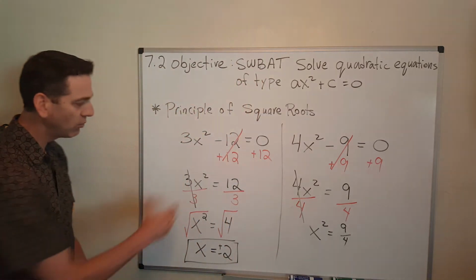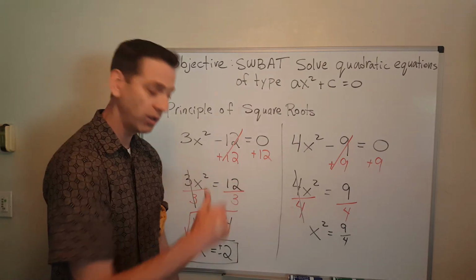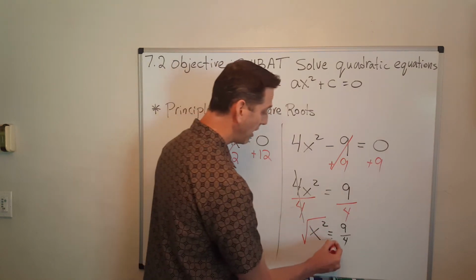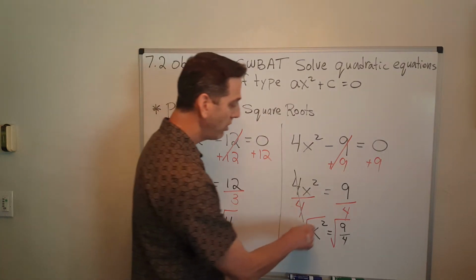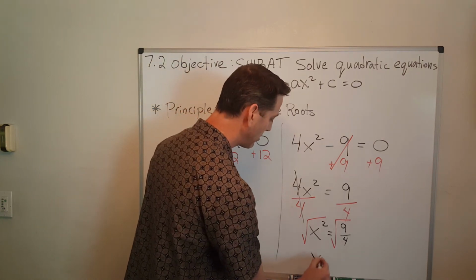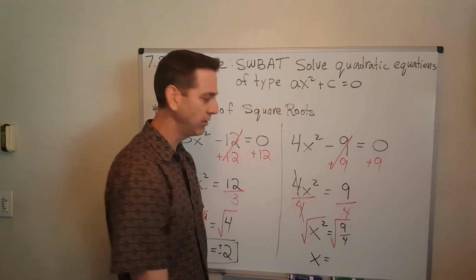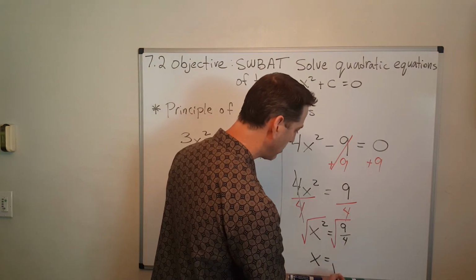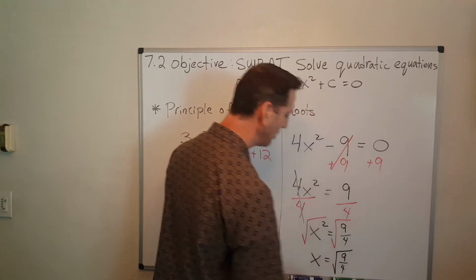Okay. So again, what did we do over here to get rid of that square? Remember, we just did the inverse, which is a square root. So we'll take the square root of that, and we'll take the square root of that. Okay, so the square root of x squared is just x. So x equals, what does x equal? Well, it equals the square root of 9/4, doesn't it? That's kind of an ugly fraction, isn't it?